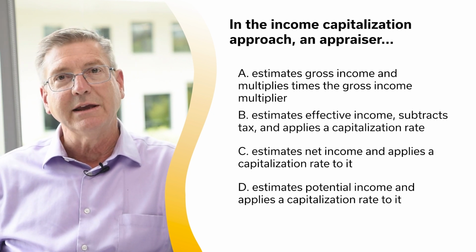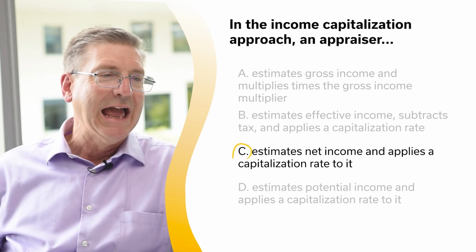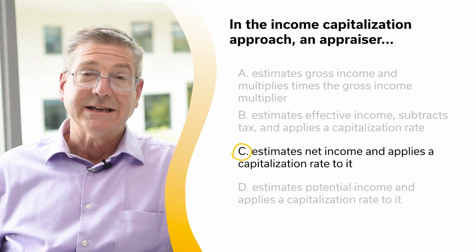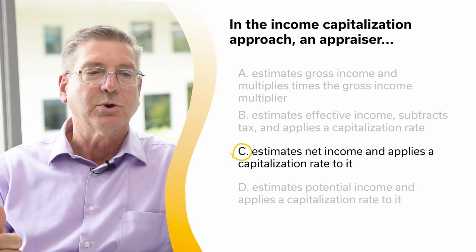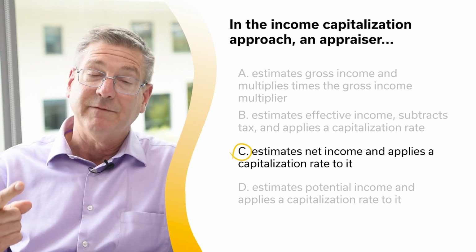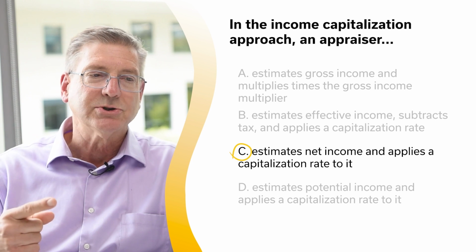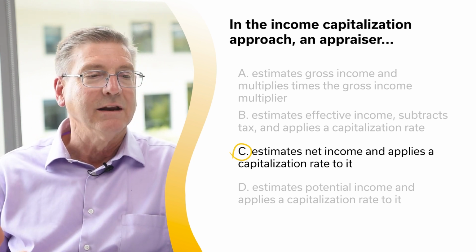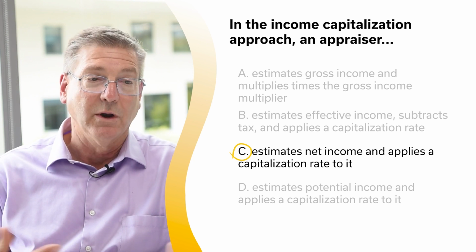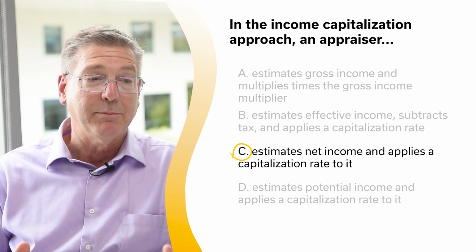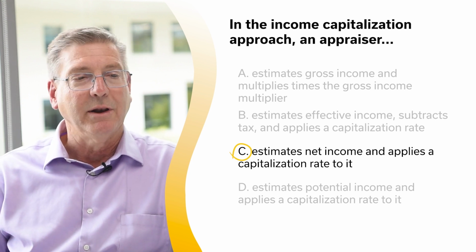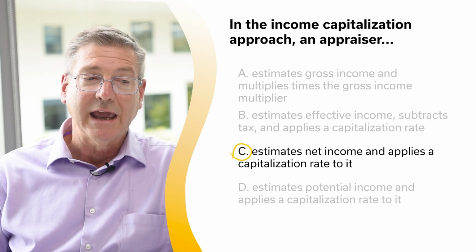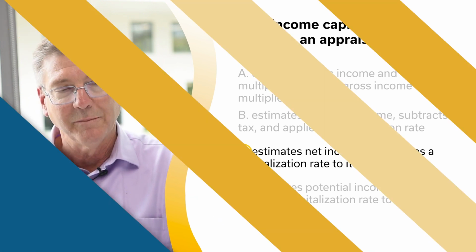The correct answer is C, estimates net income and applies a capitalization rate to it. The steps are: estimate potential gross income, estimate effective gross income, that's potential minus vacancy and credit losses, estimate net operating income, effective minus total operating expenses, select a capitalization rate, and apply that capitalization rate. Use the formula income divided by cap rate equals value.